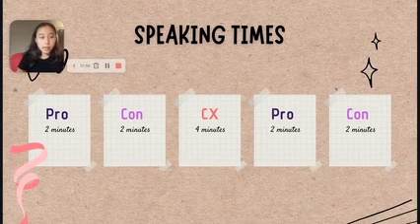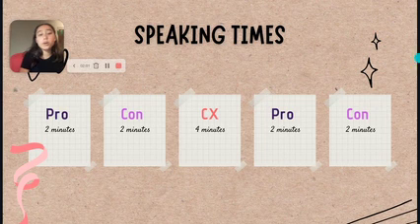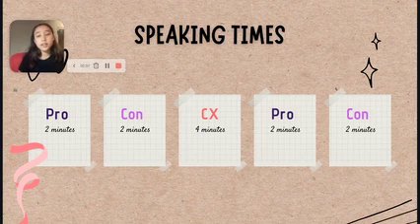So here are the speaking times. Pro gets 2 minutes, con gets 2 minutes, and then there's a 4-minute cross-examination period, which we'll get into a little bit later. The pro then gets 2 minutes, and then the con gets 2 minutes to wrap it up and end the debate. In total, SPAR debates take 14 minutes, including prep time, so they're actually very quick and it's easy to do a bunch of them in a row.